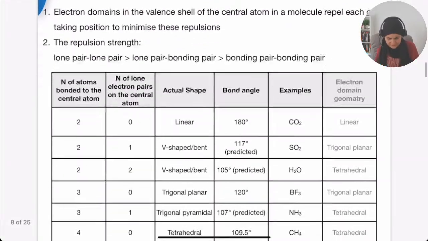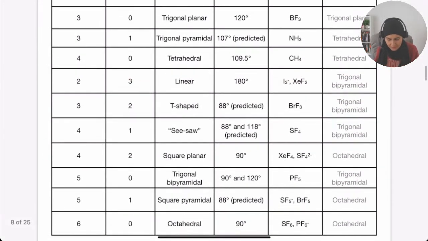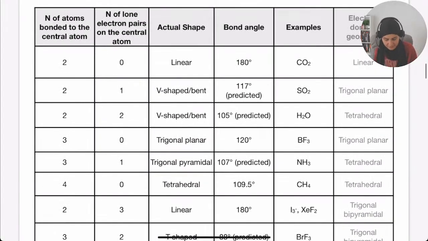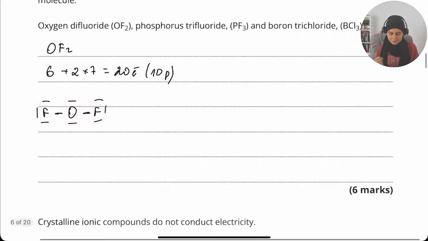And well, for SL you need it up to here. For HL you need the rest as well. So in this table you have the number of atoms bonded to the central atom and number of lone pairs on the central atom. So what do we have? We have oxygen, that's our central atom, and it has 2 atoms bonded to it and 2 lone pairs.